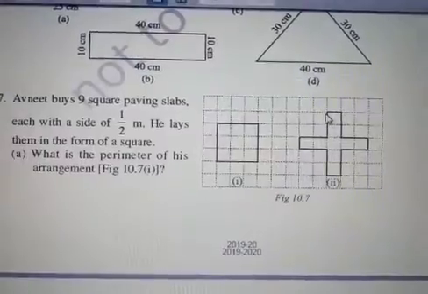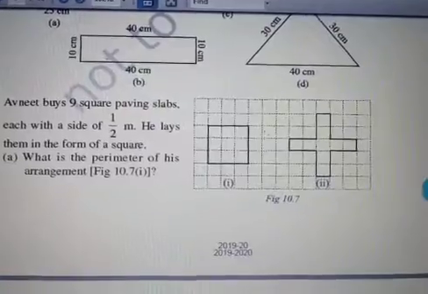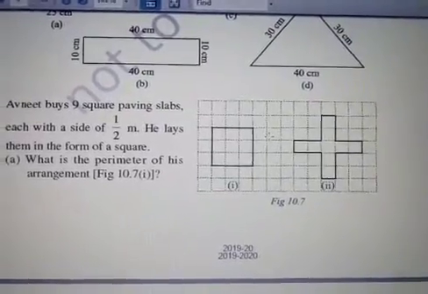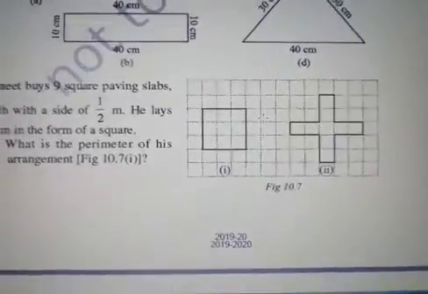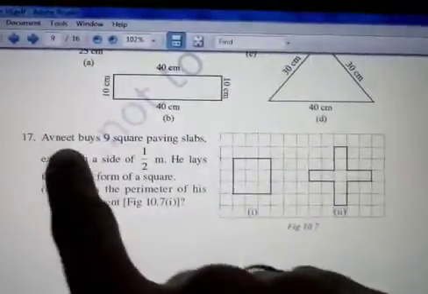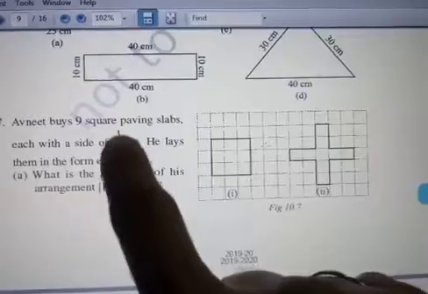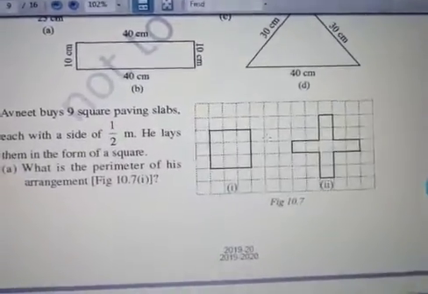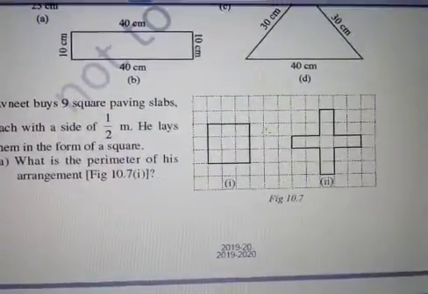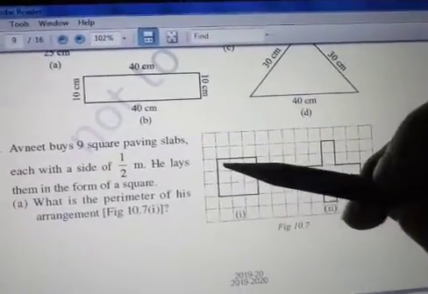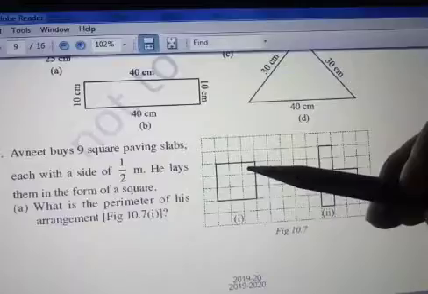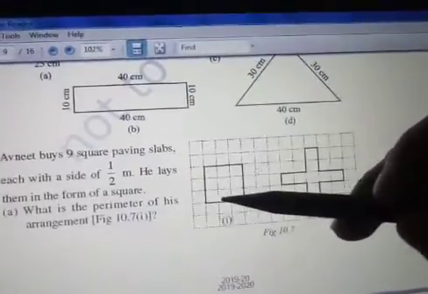Understood? See, next is your 17th problem. I'm going to give you this sum as homework. Okay, it is something different where you have to think of an answer. Avneet buys 9 square paving slabs. How many slabs is he buying? 9 slabs. I'll use a pencil. This is one slab. This is one slab. Likewise, 9 slabs are there.